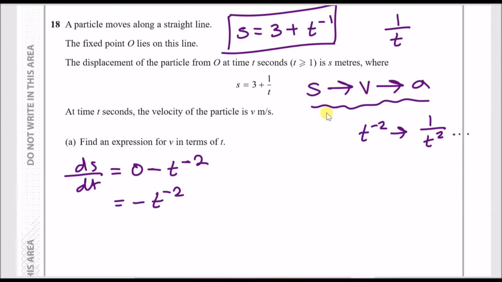Now, they might be picky. They might want you to rewrite this in this kind of notation, yeah? So t to negative 2 is the same as 1 over t squared. Either way, I think both is fine. And that's it, guys. This is your answer.